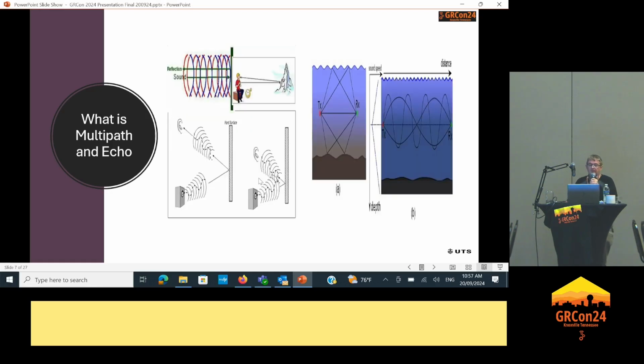So what is multipath and echo? When you look at a normal multipath in audio, the audio is reflecting off a hard surface, or it might be the boundary of the material, or even in water it might be areas where you have different densities, and that wave will bounce off and be reflected back. So as in the image there of the water, you can have a direct transmission, or you can have it bouncing off the surface and coming back. So the receiver can get overwhelmed with all of these different pathways by which the signal is arriving.